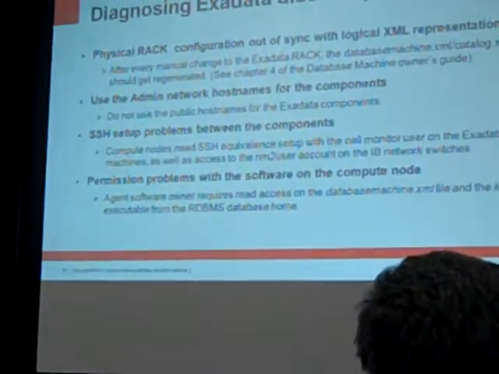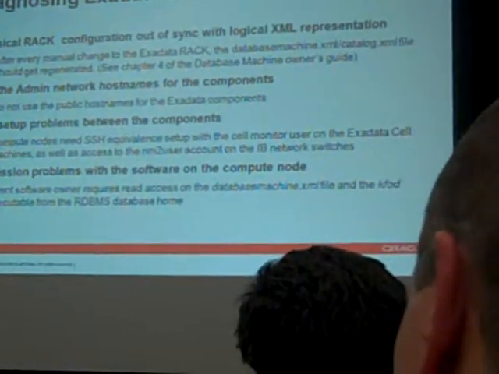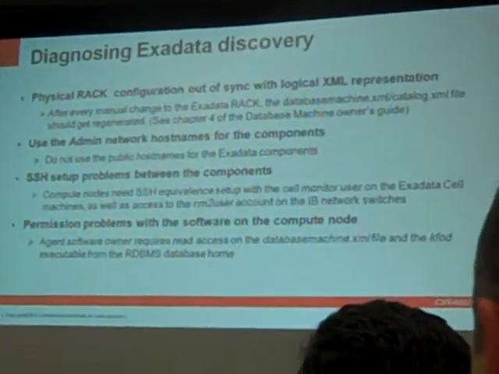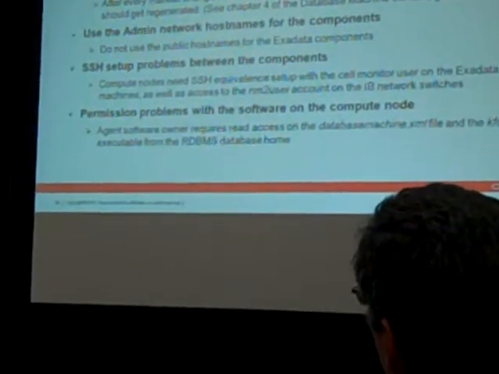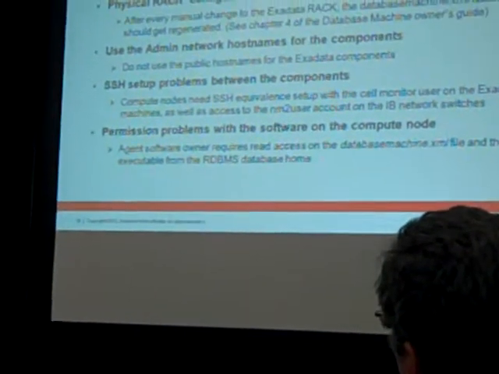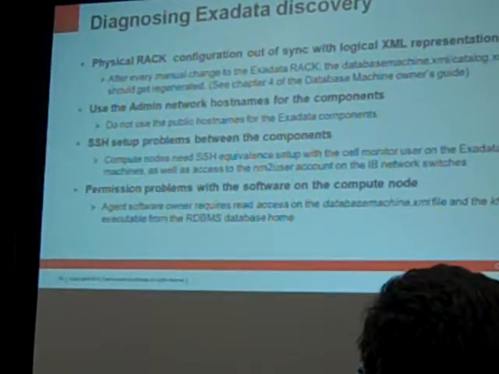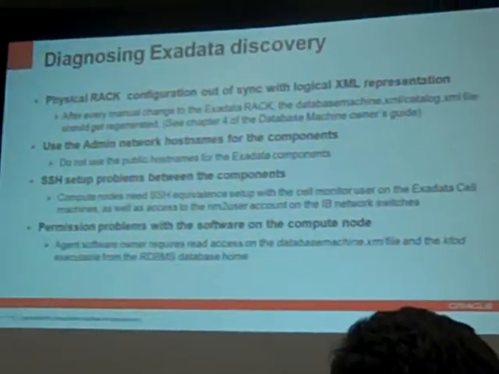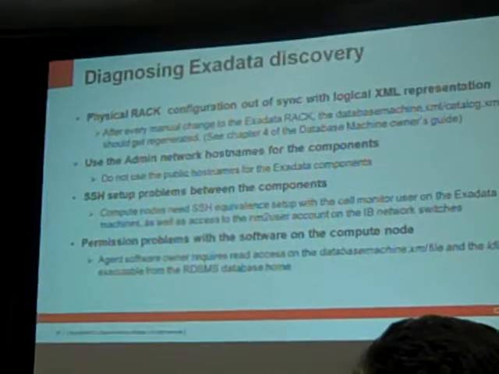Using the admin network for the components, that's a best practice that we enforce. Right? SSH needs to be available. We've seen that happen quite a bit because we do depend, as I mentioned, on being able to reach out across the network to get the statistics and the data that we need. And you need to make sure that the owner of the agent that you've installed on the compute node is able to read the XML file that we're using for our configuration data, and the KFOD executable, because we're using that to do some things with the IP network.